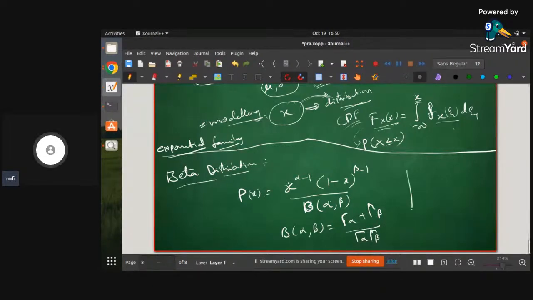When you see the plot of p(x) versus x, like for the Gaussian distribution, it has different curves depending on alpha and beta. For example, alpha equal to 2, beta equal to 5, something like this. So depending on this, the shape changes.